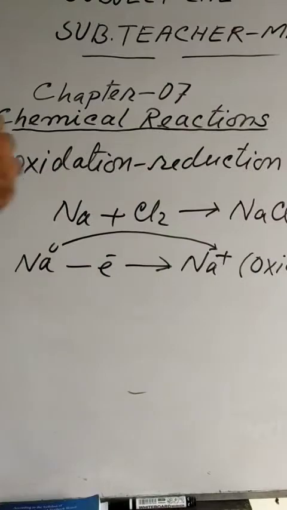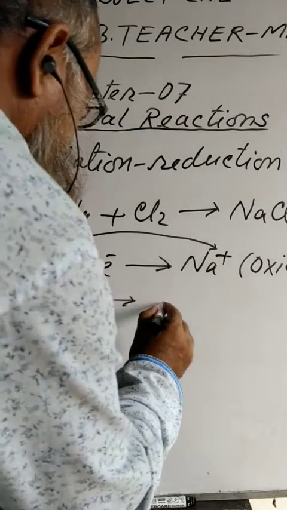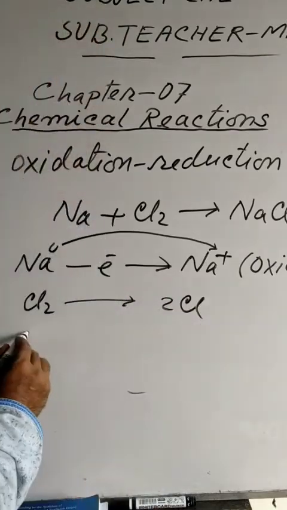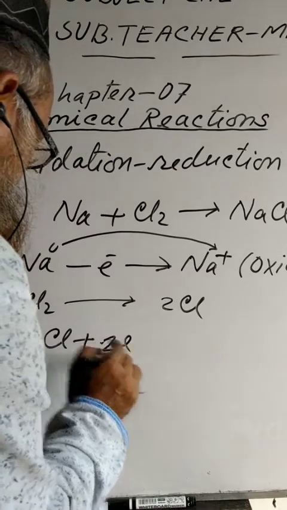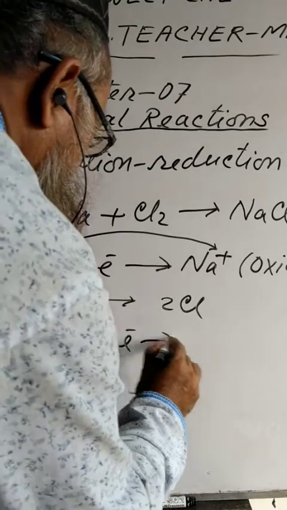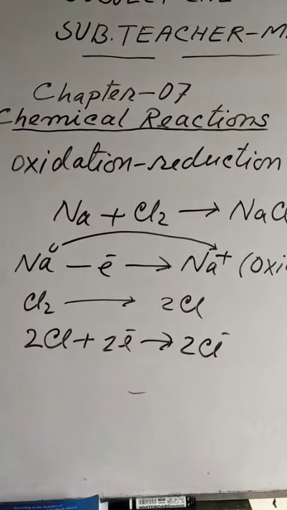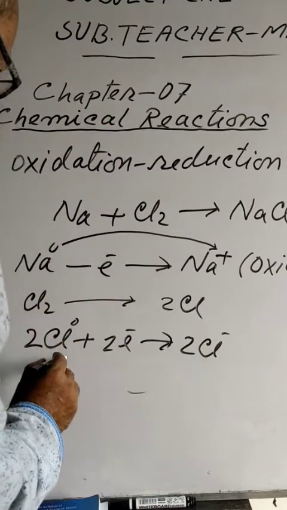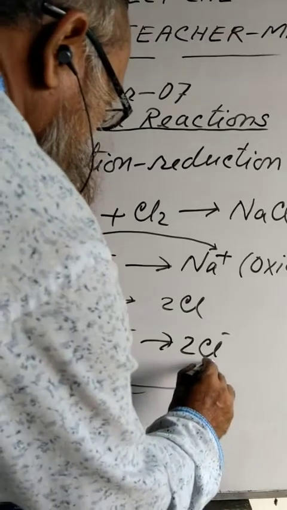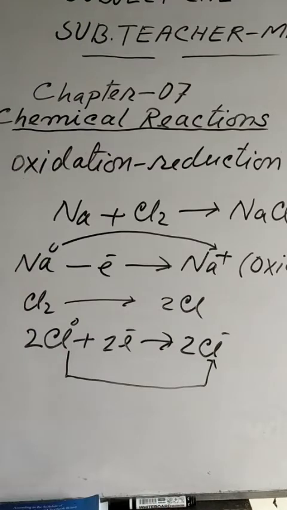At the same time, chlorine receives an electron, which is called reduction. In this reaction, the oxidation number of chlorine decreases from 0 to minus 1. So this one is a reduction reaction.